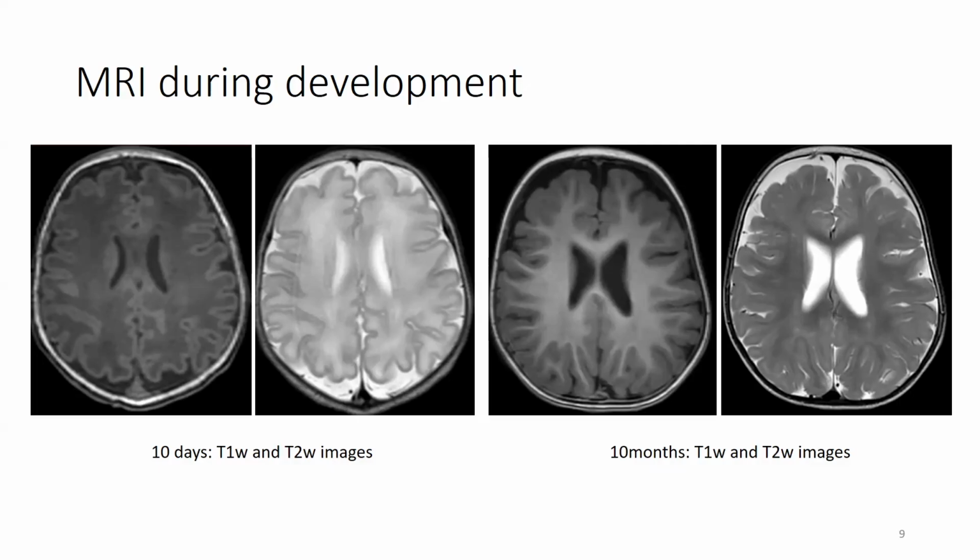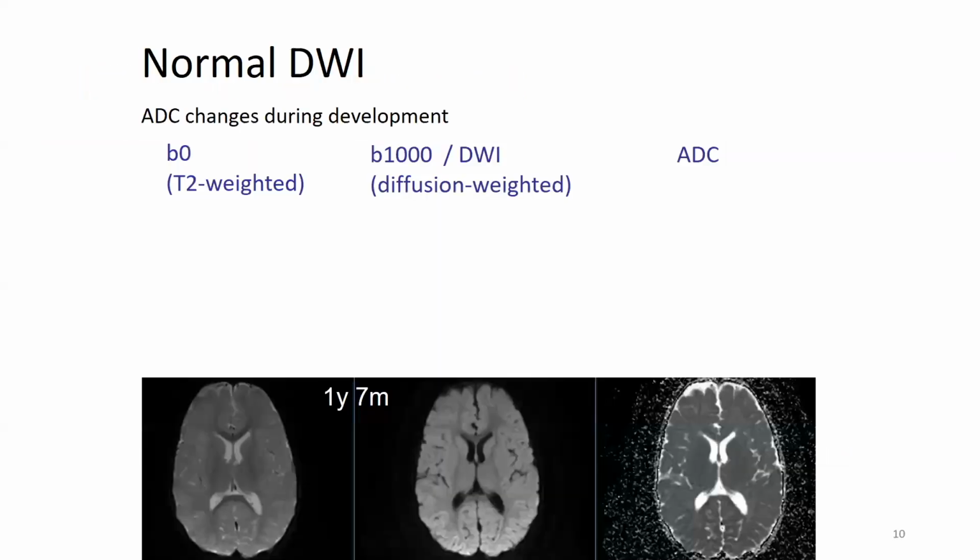So here, first of all, you see that there are big differences, and the same differences we also see in the ADC. First, I show here a child at the age of 1 year and 7 months. And again, you see here on the left the B0 image. So this is the T2 weighted signal image. This is the diffusion weighted, so with a higher gradient, with the B1000. And you see that indeed the CSF starts with high signal, but in the diffusion weighted image it's gone.